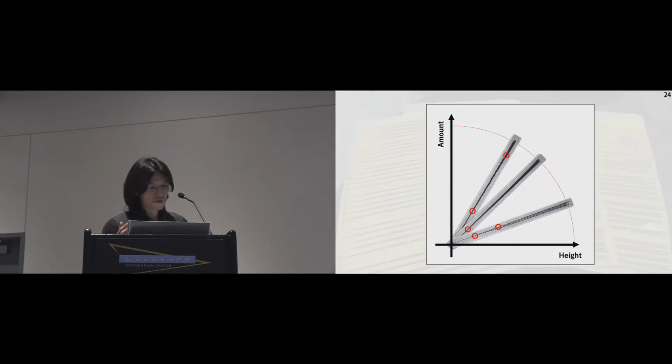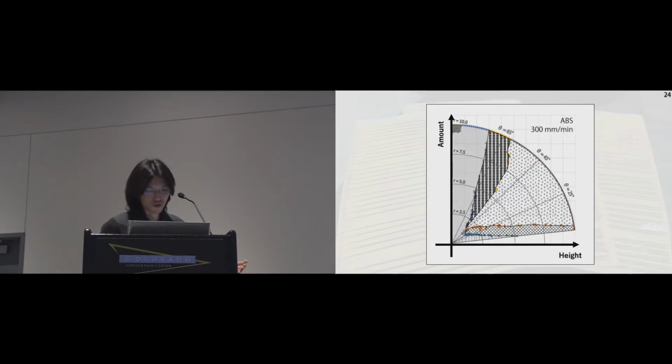Okay, next, by plotting these points on the space I presented, we made a distribution. It shows the relationship between a parameter set and printed structure. Small points in this distribution mean the position where the structure was changed. In this presentation, I focus on one condition. Material is ABS, and printing speed is at 300 millimeter per minute.